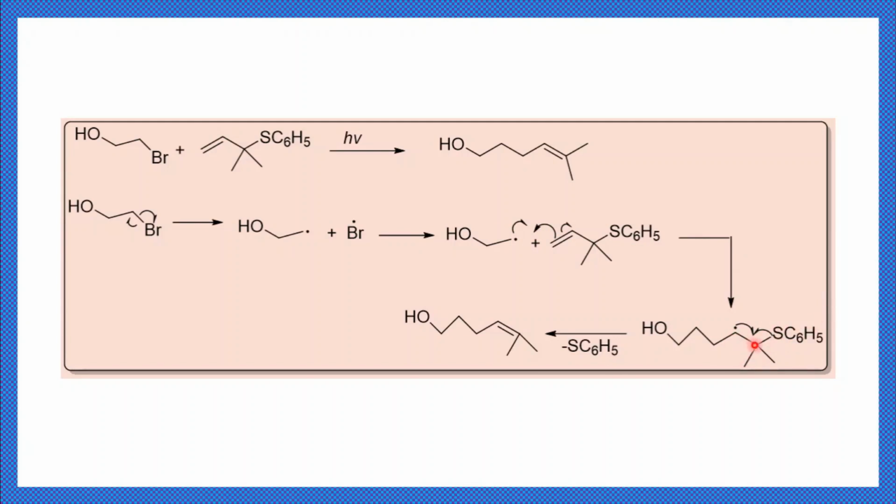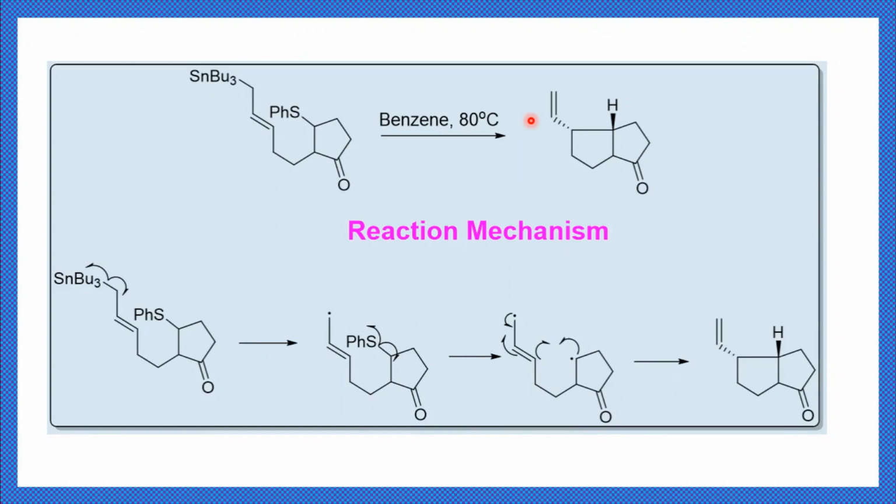this C-S bond breaking, the fragmentation of the C-S bond takes place. You will get a CH2 radical, and you will get this carbon-carbon double bond containing compound. So this is the reaction mechanism, and it is very simple. You can easily write the reaction mechanism. Now let's move towards the next slide.